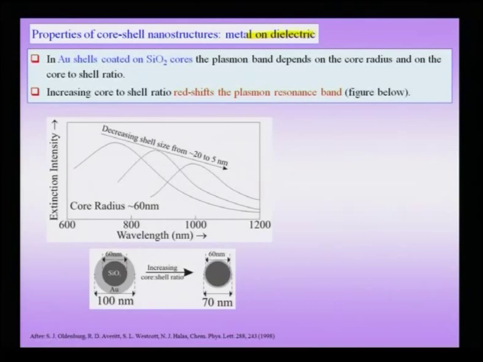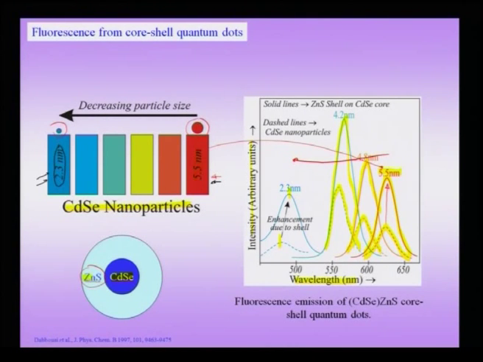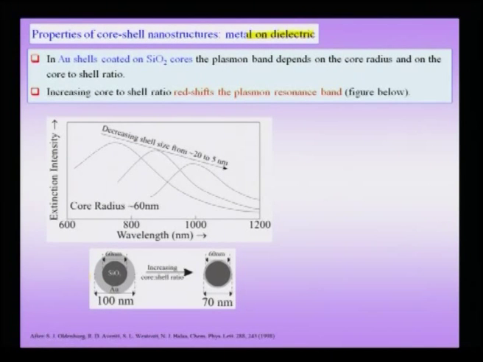Now, we take up another of the core shell examples. In this core shell example, we have a metal on a dielectric. In the previous example of core shell structure, we considered a semiconductor on a semiconductor, and we took up the example of zinc sulfide shell on a CdSe, which is a semiconducting nanoparticle. Now, we take up the example of a metal shell, and in this case we have a gold shell, as I am highlighting in yellow here, on a silicon dioxide core, SiO2 core. So, the core is a dielectric, in other words a non conducting material, and the shell is our metal.